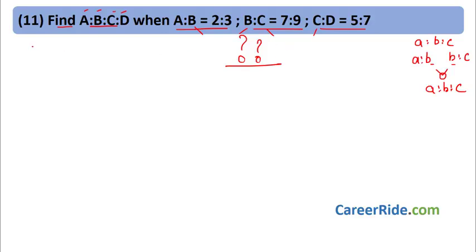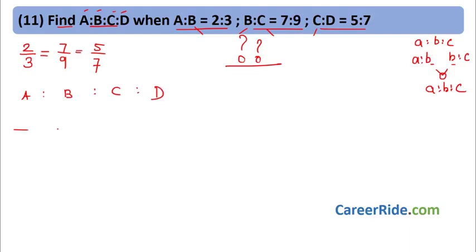Now first what you need to do is, A is to B is 2 is to 3, right? 2 upon 3 over here. Next B is to C, what is it? 7 upon 9. Next C is to D, what is it? 5 upon 7. Now equate all of them. Okay. Now what do we want? Value of A is to B is to C is to D.